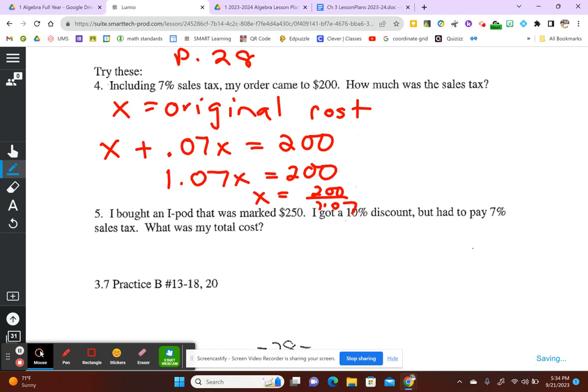So if we take 200 divided by 1.07, we get 186.92. So I subtract that from 200, and my sales tax was $13.08.